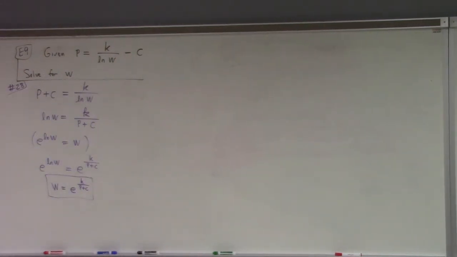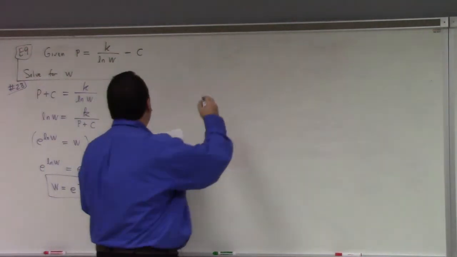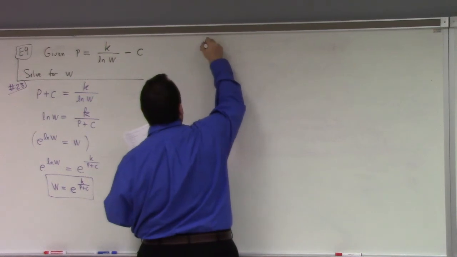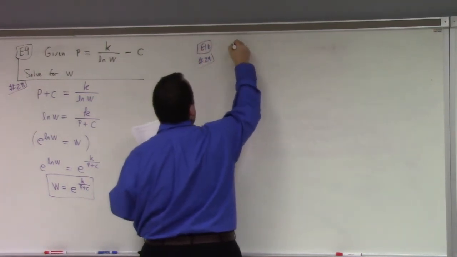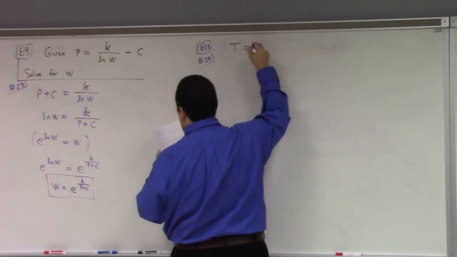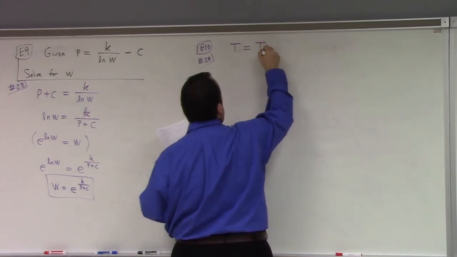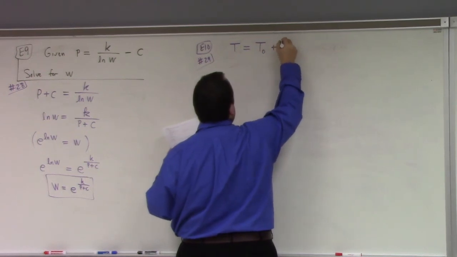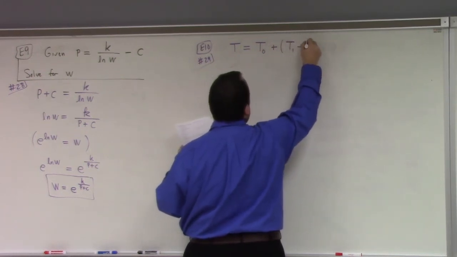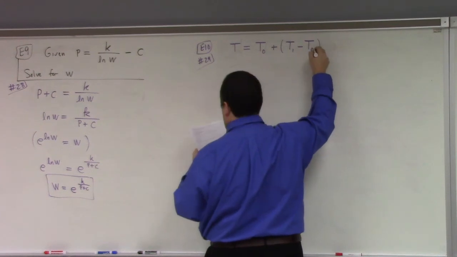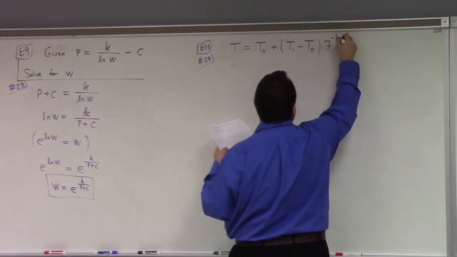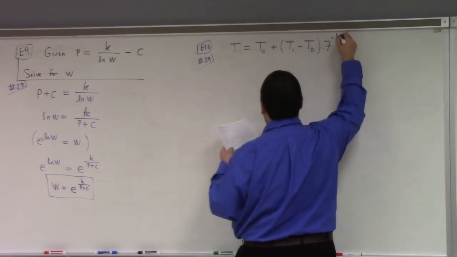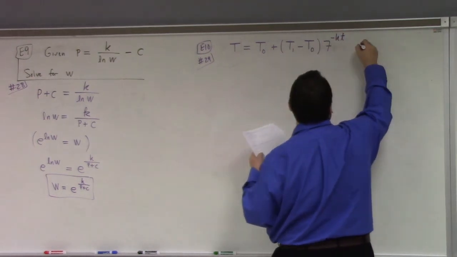So problem number 29, look at that one next here. So here we're given the equation T equals T sub 0 plus (big T sub 1 minus big T sub 0) times 7 to the minus k little t. All right, and we're supposed to solve this for little t.